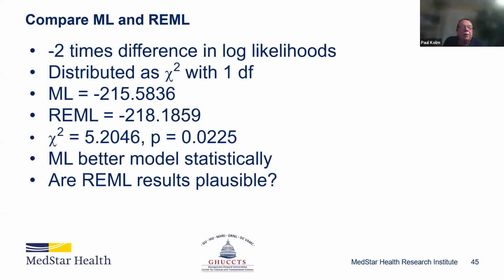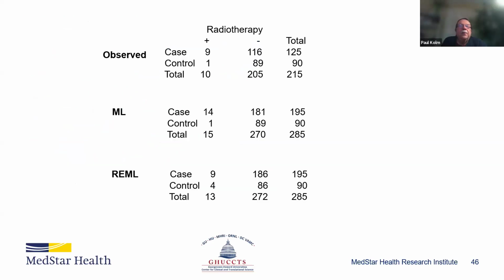And is one model better than the other? Well, statistically speaking, we have a difference in the model, so it may be difficult to make a decision. So here are the different counts and results that I get. Here's the observed table, here's the maximum likelihood table, and here's the restricted maximum likelihood table. And it turns out that these two basically give different results.